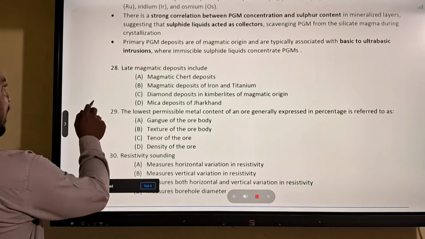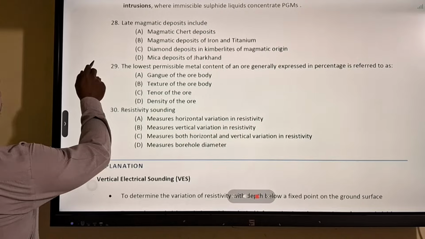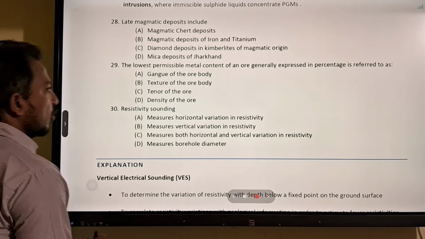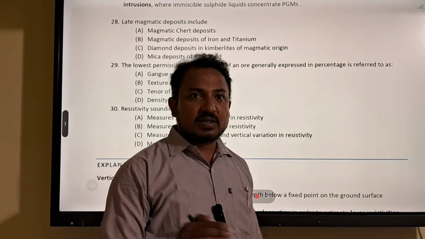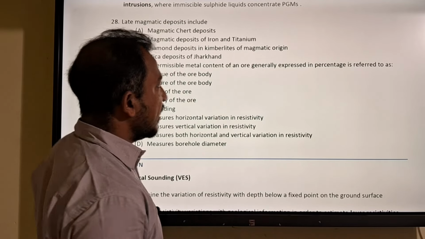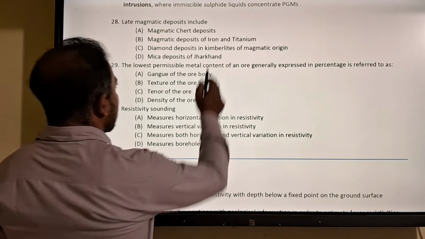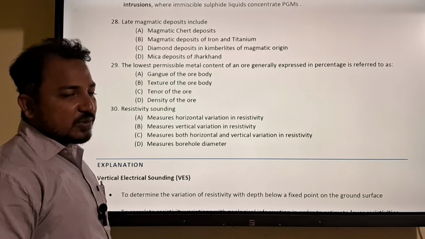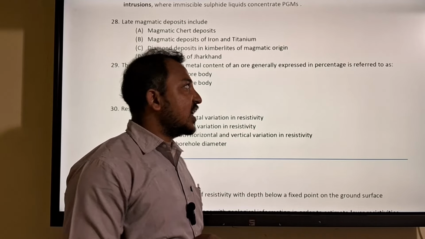Next question, late magmatic deposit include. Late magmatic deposition, obviously, there are two main types of late magmatic. One is immiscible liquid and another is residual liquid. They can be segregated, they can be injected. So magmatic chert deposition, there is no magmatic chert deposition. Chert depositions are always sedimentary.